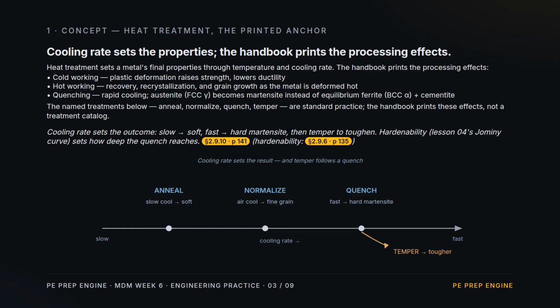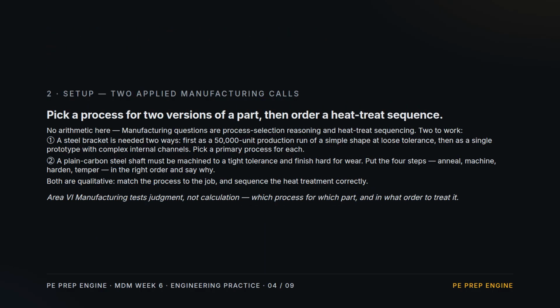The named treatments, anneal, normalize, quench, temper, are standard practice, but the handbook prints the effects, not a catalog, and hardenability from Lesson 4 sets how deep a quench reaches. Setup. No arithmetic. Manufacturing is reasoning.